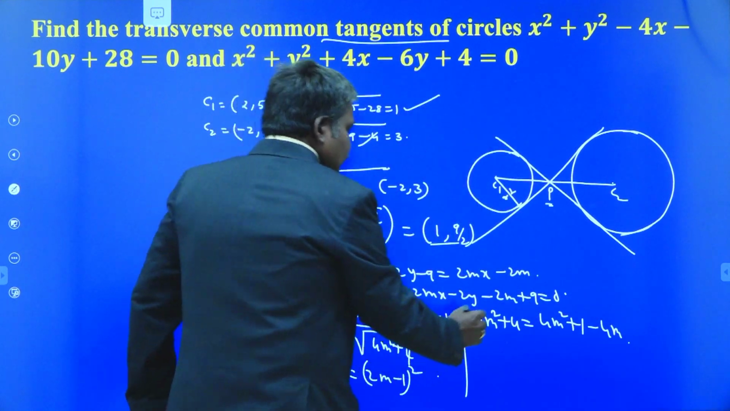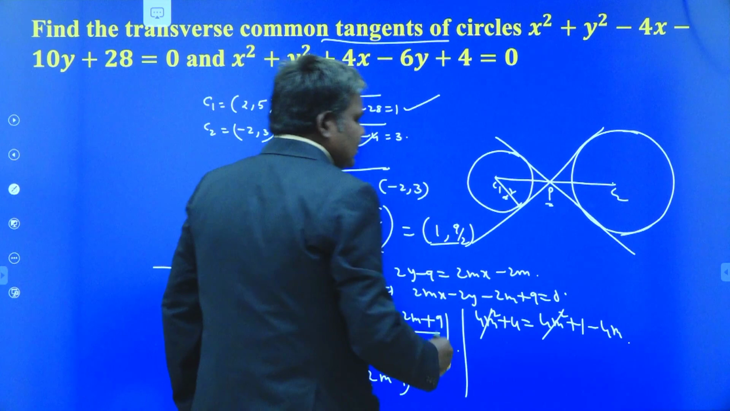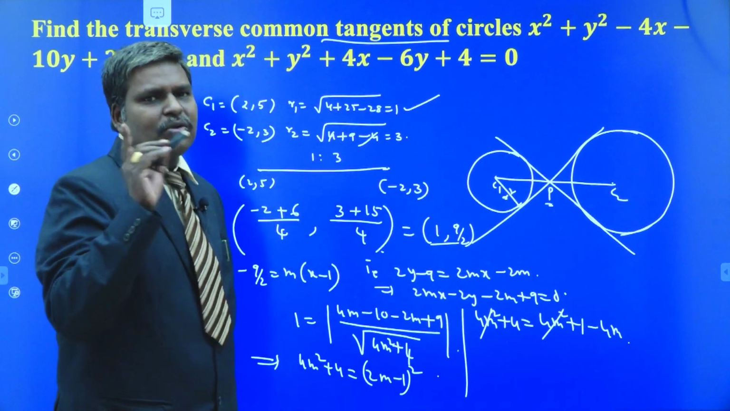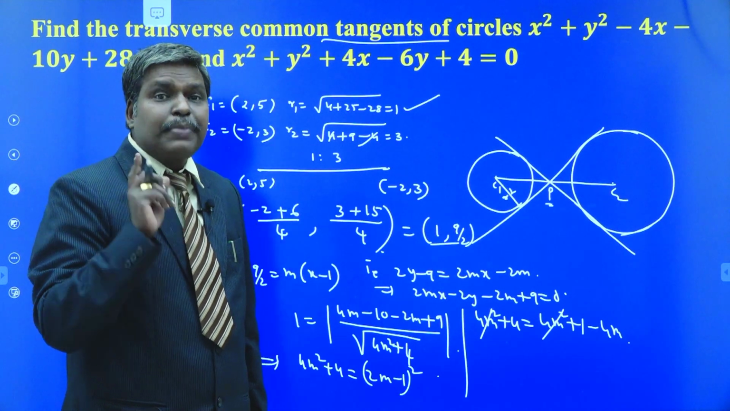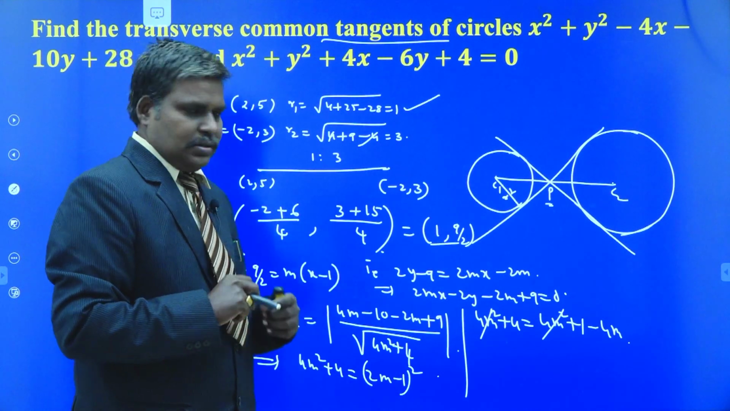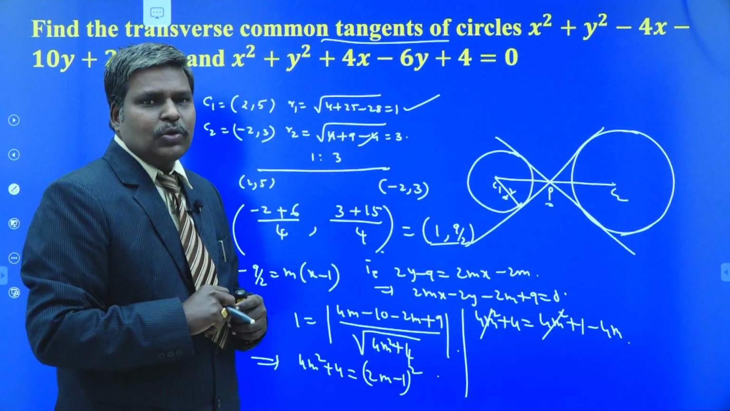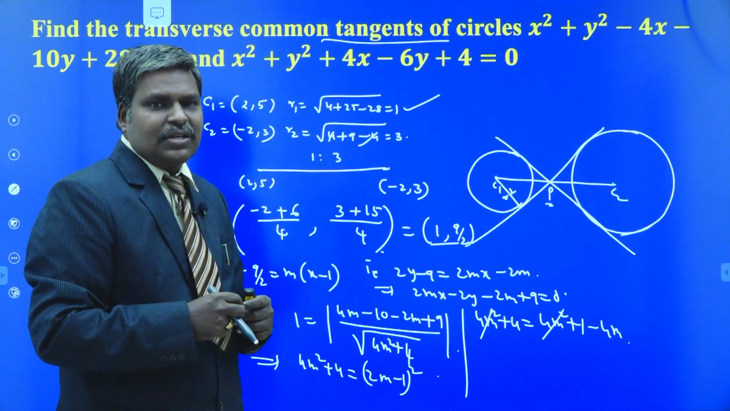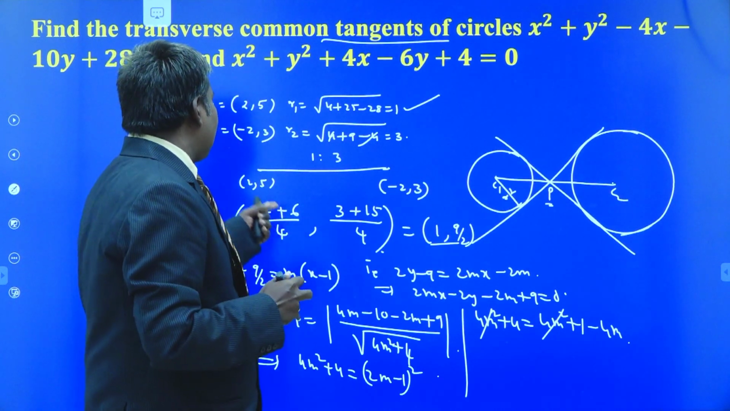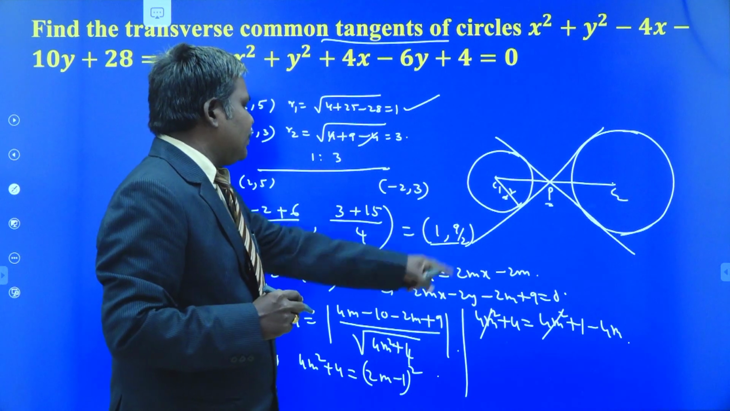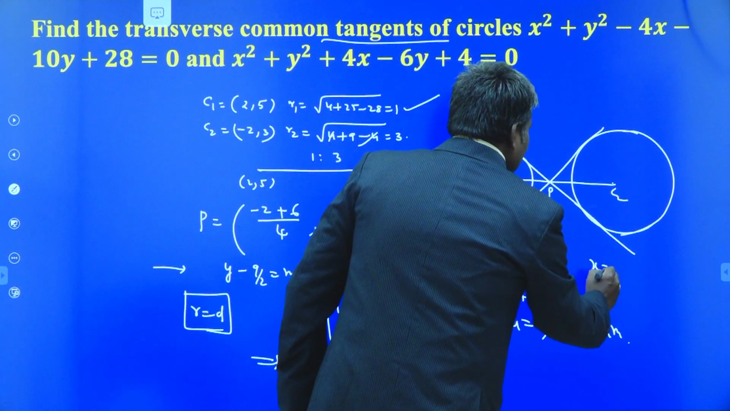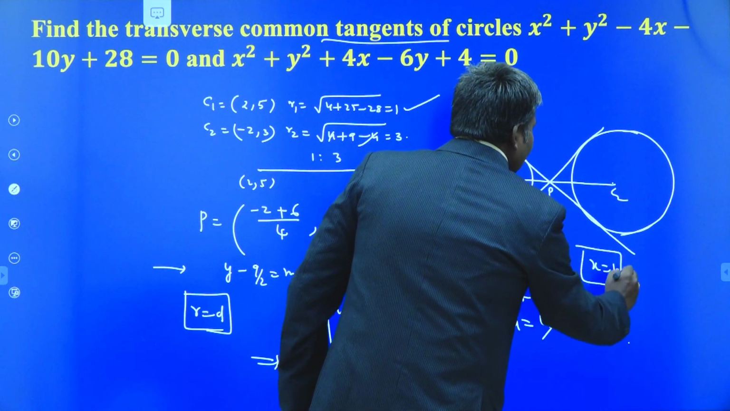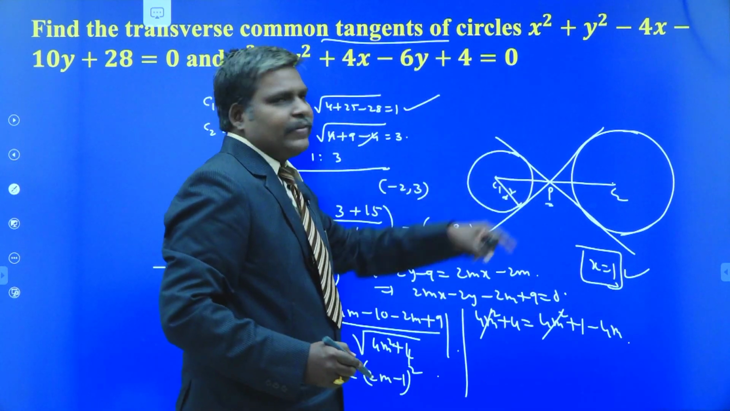See my dear students, when 4m square gets cancelled, we mean m is equal to infinity. That means the tangent is parallel to the y-axis. Your tangent is parallel to the y-axis, that means it is of the form x is equal to x1. Your transverse common tangent passes through which point? (1, 9/2). After cancelling 4m square, we get x is equal to 1 as one of the transverse common tangents. This is our rough diagram.